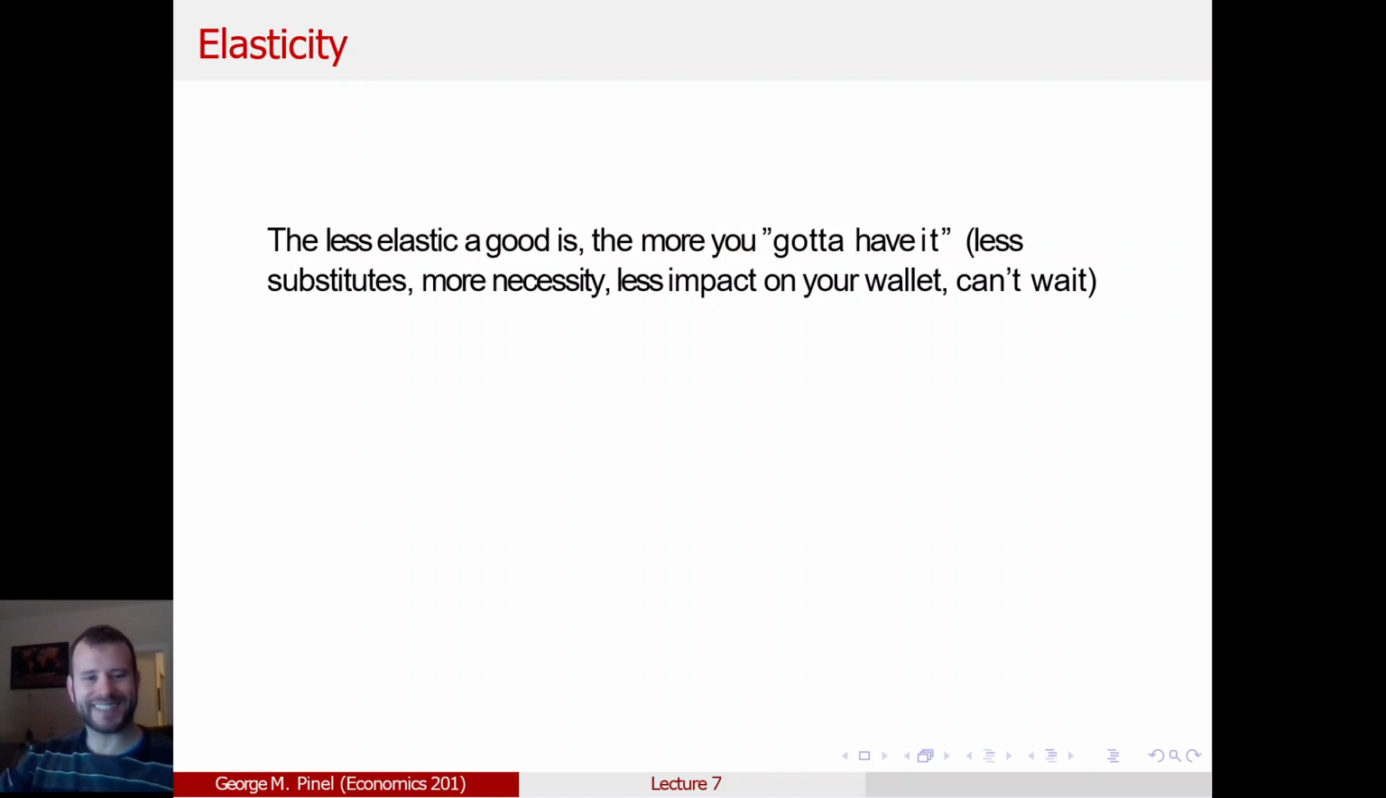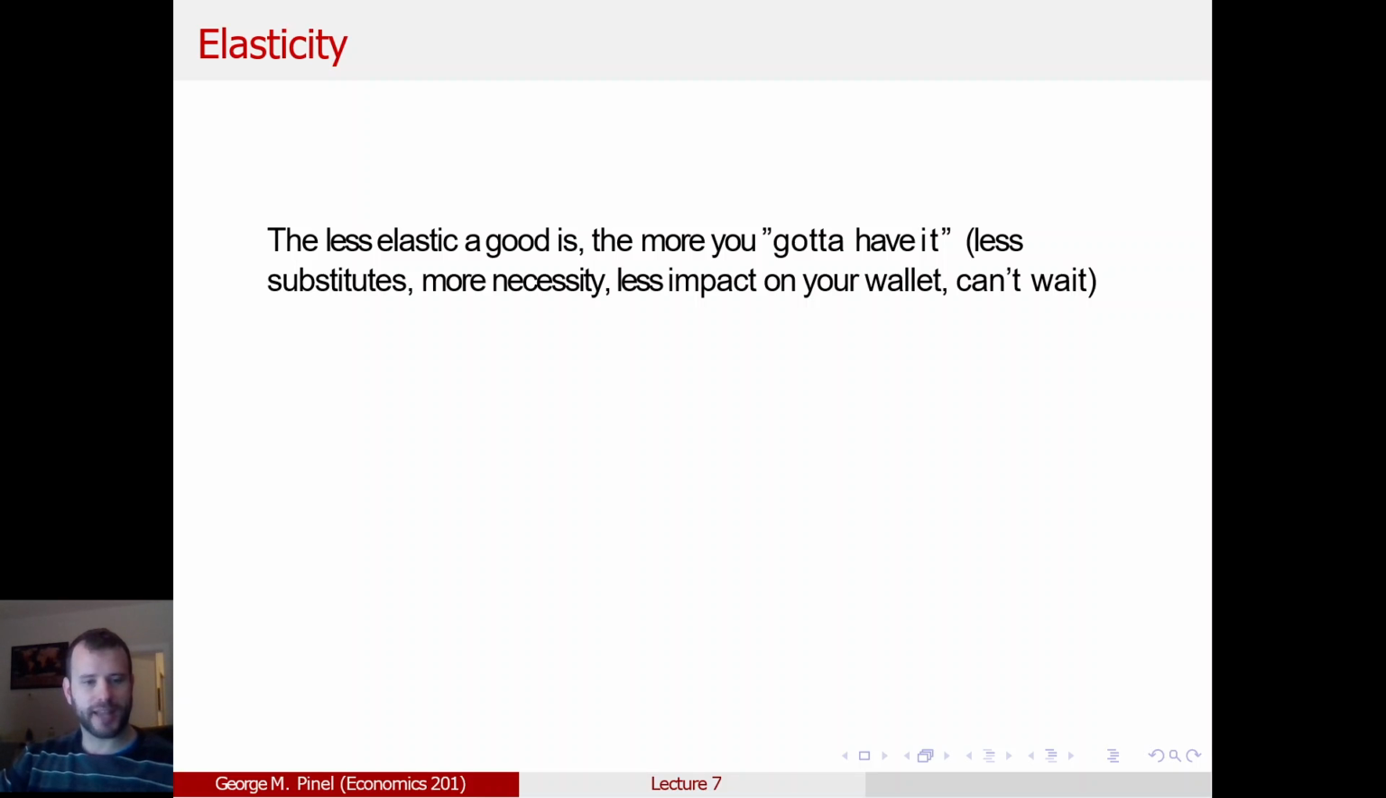So in general, the less elastic a good is, aka the more inelastic a good is, the more you need it, the more you have to have it. Like at this moment, I need this, right? That is an inelastic good. And that's reflected in the graph because with an inelastic good, something that you need, when the price increases, you're not going to scale back your consumption just because the price increased, right? You need this good, okay?